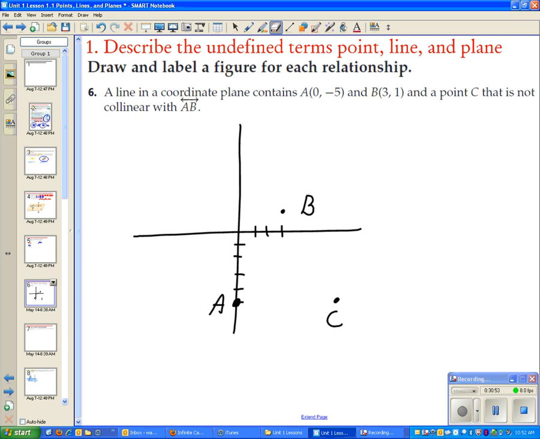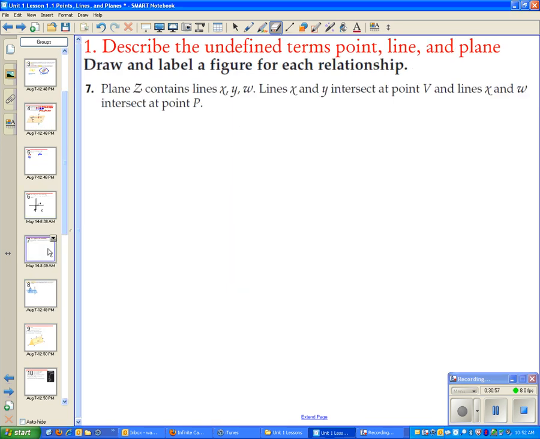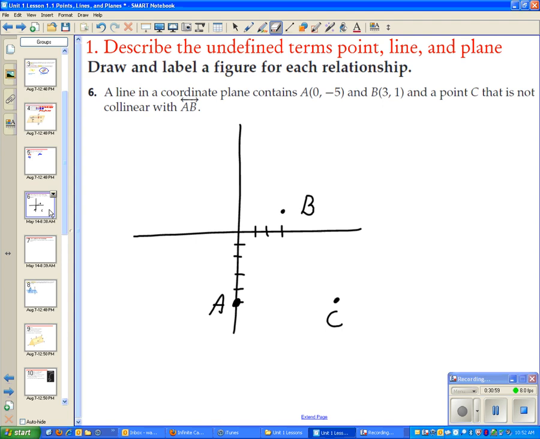Any questions yet? All right, we're doing well. All right, number 7. Yeah. I can put it anywhere as long as, if I drew a line between those two, since point C is not collinear, point C just has to be somewhere else. So I could have put it up here just as well. Okay?